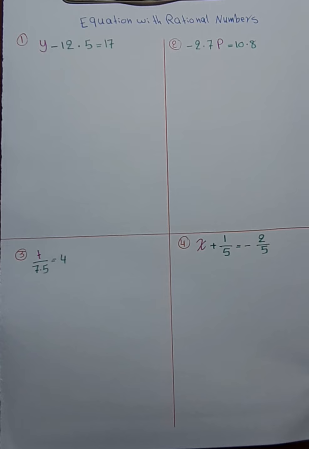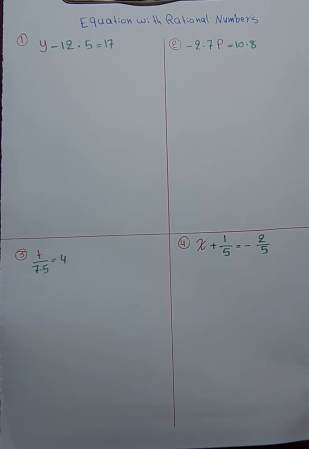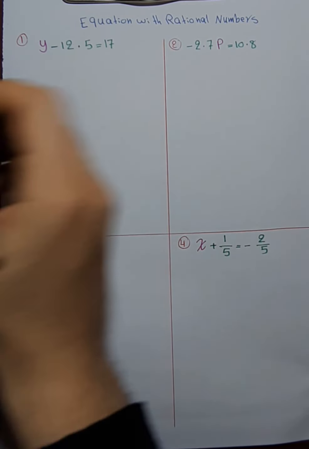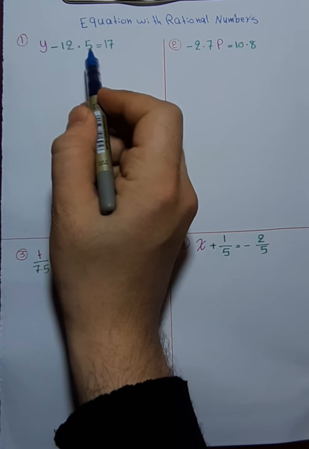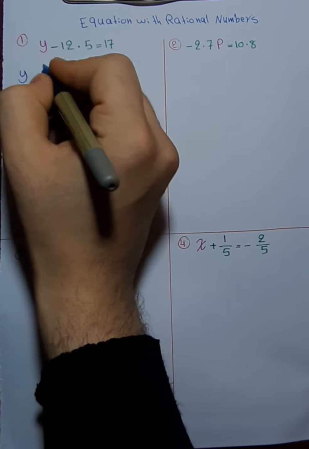Example number 1, we have y minus 12.5 equal to 17. We have to find the value of y. Y is a variable. We don't know how much or how many it is, so we have to find the value of y. We have to take the inverse of negative 12.5 for both sides. The inverse of negative 12.5 is positive 12.5.